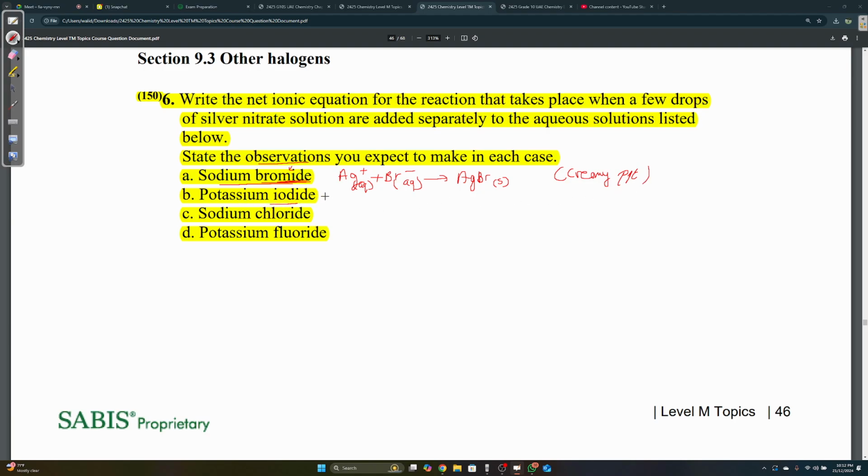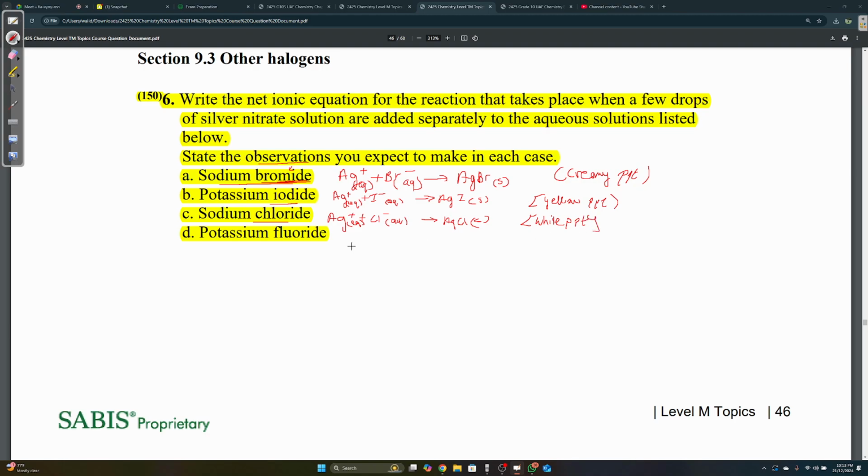Potassium iodide, right? Again, they're all going to be the same thing. Ag plus I minus, aqueous, to produce AgI, which is solid. What's the color going to be? Yellow precipitate. Sodium chloride, Ag plus Cl minus, aqueous, to produce AgCl, solid, white precipitate.